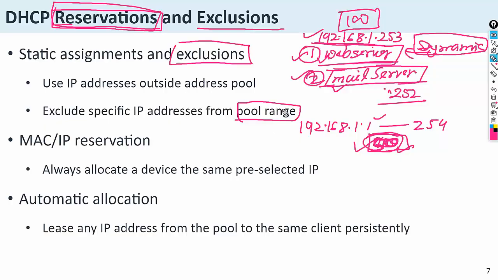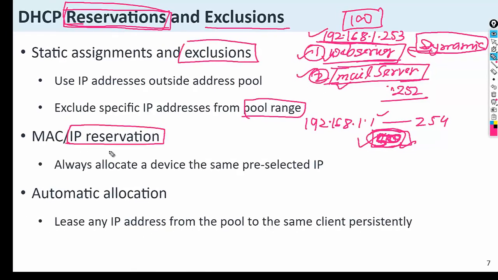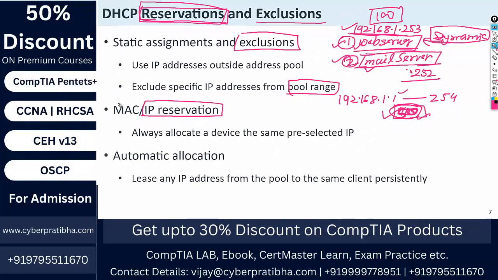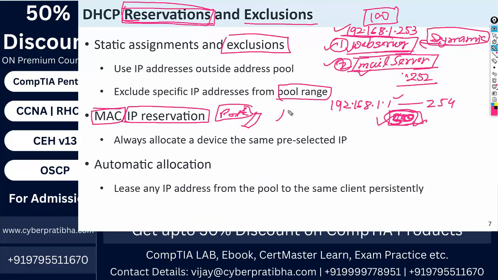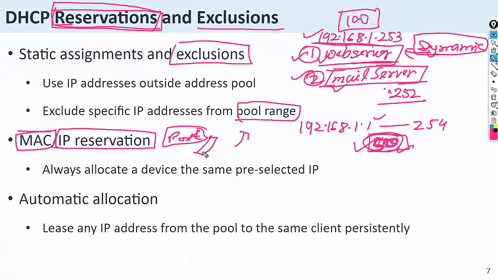So if we talk about IP reservation, how is it possible? IP reservation is only possible based on the MAC address, because it is not possible by the physical port, since someone could unplug the cable and plug it into another port. So it is only possible based on the MAC address.